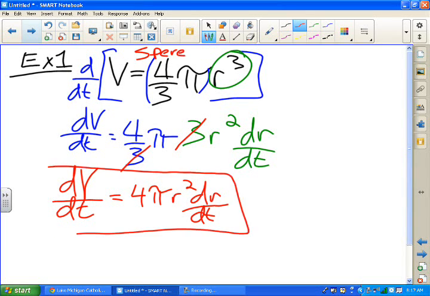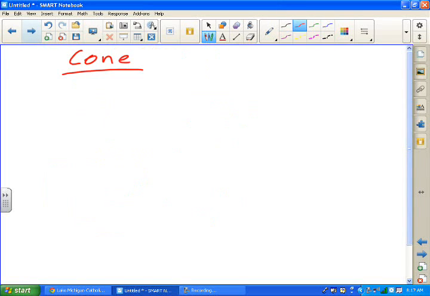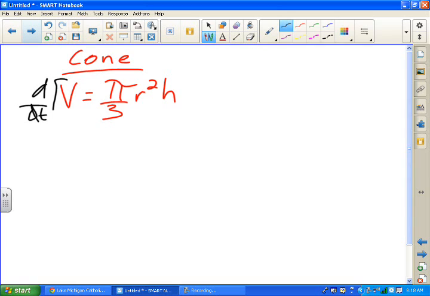Now let's do the cone. Again, we're going to start off with the regular formula for the volume of a cone, which is pi over 3 r squared times the height of the cone. Then we're going to take the derivative with respect to t. So we'll end up with dV/dt, and toss our constant out front, pi over 3.